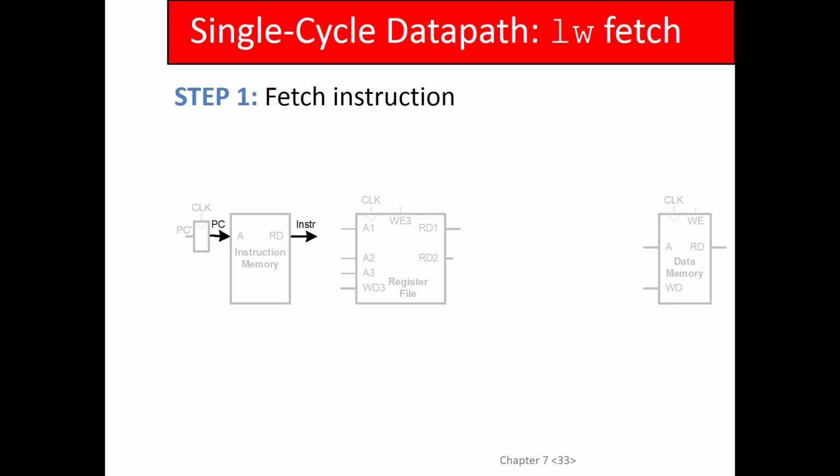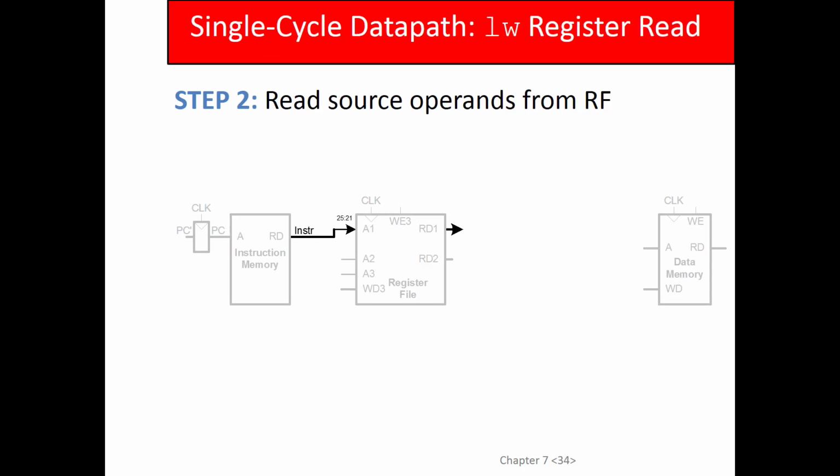Whatever comes out of there is also one wire that represents the instruction. It comes out, and then what do we do with it? Well, we start splitting it up, according to the fields in the R-type, I-type, and J-type instruction formats. So I'm going to take bits 25 down to 21 and plug those into the first port on the register file.